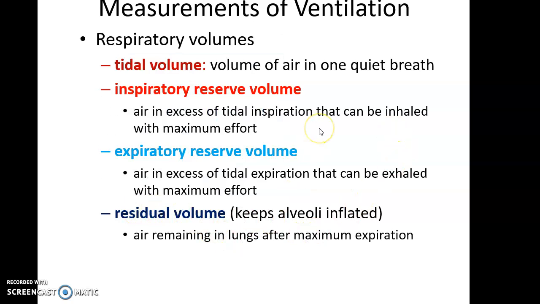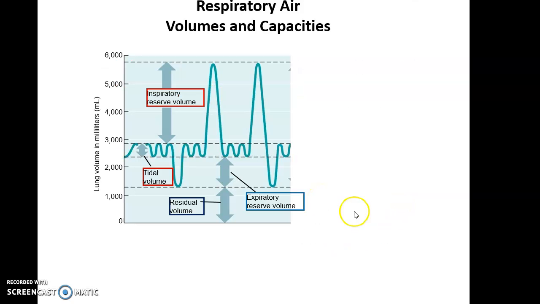And finally, the residual volume. The residual volume is the air remaining in the lungs after maximum expiration. So you breathe out all the air you can. There is still some air remaining in the lungs, critical for keeping the lungs properly inflated and keeping those alveoli able to function. And that is maybe about a liter or so.